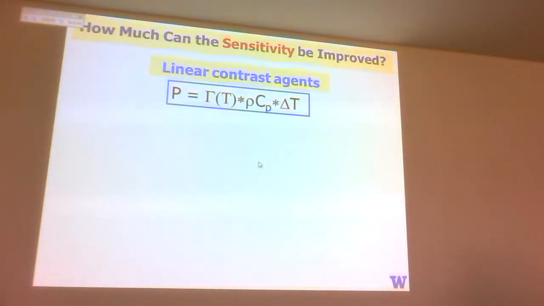Okay. That's cool. But now I want you to forget it, because it's just a cool way of showing how you can do some tricks to get rid of the background. But you really have to get rid of the background. But the major problem for photoacoustics is sensitivity.